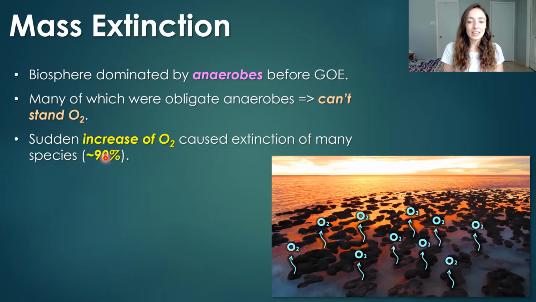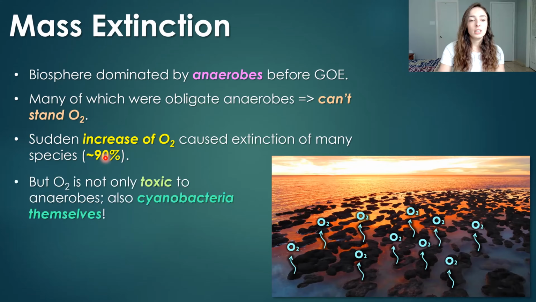It's hard to tell exactly because the fossil record isn't so complete during this time, and these organisms were not always that well preserved during this time, but the estimates are around 90%, which is really crazy for a mass extinction. That's just a lot of organisms to go extinct. But O2 was not only toxic to the anaerobic chemoautotrophs and chemoheterotrophs that we've been talking about, but also to the cyanobacteria themselves.